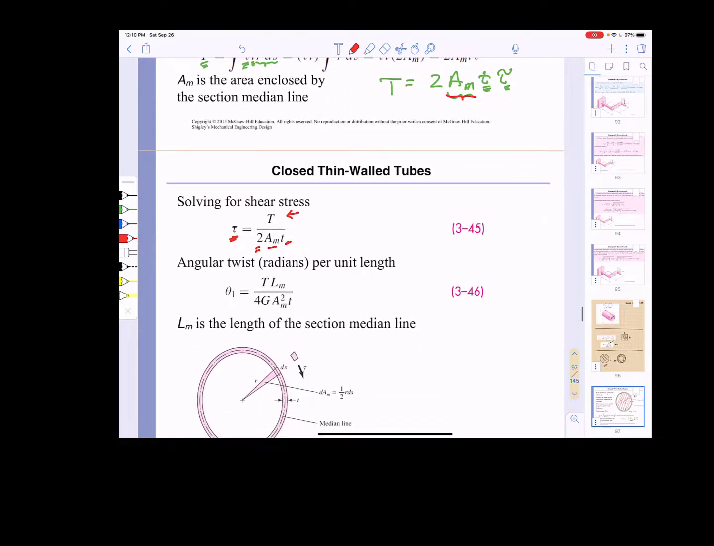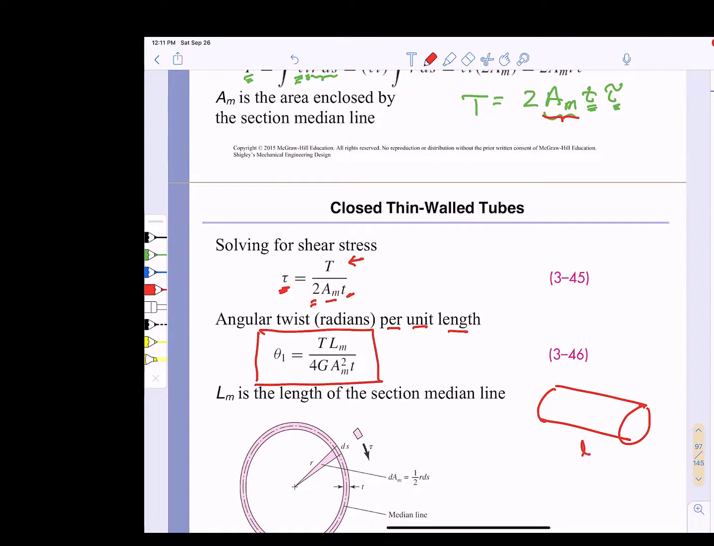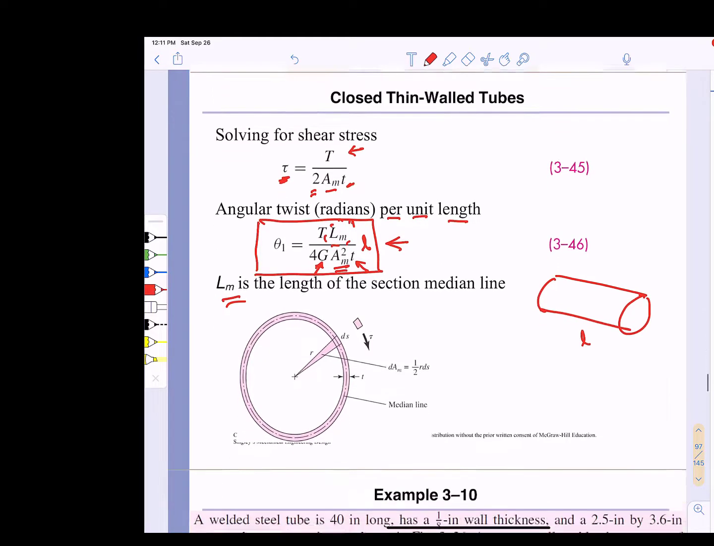The angle of twist per unit length is given by this equation. So if you want to know the total angle of twist for a thin-walled tube of length L, you would have to multiply this by L. So what is in this angle of twist equation? Well, we have the median area again. Notice that it's squared. We have the shear modulus. We have the wall thickness. And we have this L_m. Well, L_m is simply the length of the median line. You just measure the total length of that line, and you have a very simple calculation to sort out.